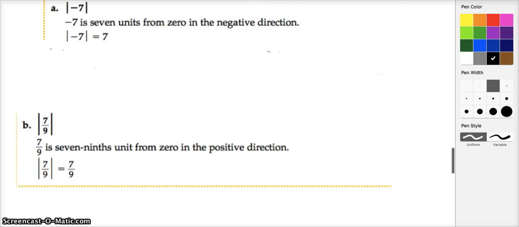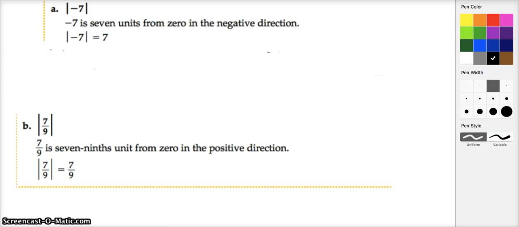Not really that deep. Sometimes people look at the absolute value bars as the positive maker, and I get it. It's not the worst way to think of it, though that's not exactly what it means. But yeah, every time you have the absolute value of something, the ultimate answer has to be positive, or 0, which is neither positive or negative. But you get what I'm saying.